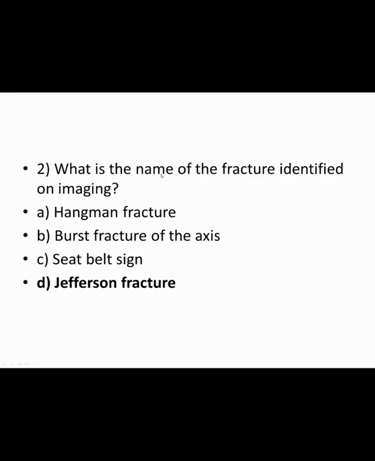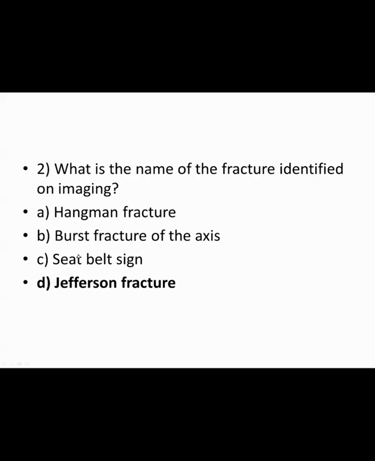The second question is, what is the name of the fracture identified in imaging? As previously discussed, it's a Jefferson fracture, which is a burst fracture of the atlas, not a burst fracture of the axis, which is C2. What we saw is not consistent with a Hangman fracture, which we'll talk about in a little bit. That involves bilateral fractures of the pars interarticularis of C2.